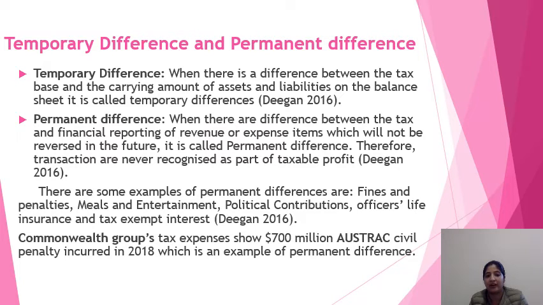Therefore, such transactions are never recognized as part of taxable profit. Some examples of permanent differences are fines and penalties, meals and entertainment, political contributions, officers' life insurance, and tax exempted income. Commonwealth Group's tax expense shows the $700 million AUSTRAC civil penalty incurred in 2018, which is an example of a permanent difference.